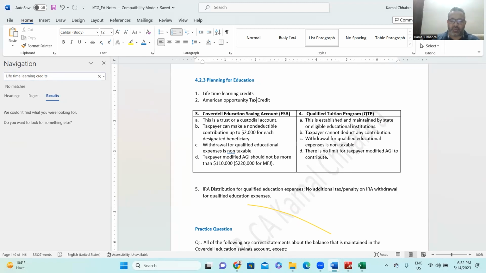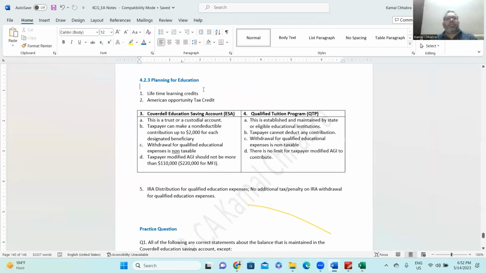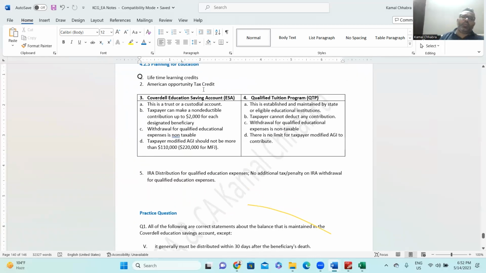Shivam? Divya? Sir, in AOTC the maximum credit is $2,500 and in lifetime learning the maximum is $2,000. Right, and just for the benefit of everyone, for the lifetime learning credit, the maximum limit is $2,000, and for the American opportunity tax credit, the maximum limit is $2,500. That we have studied in detail in chapter 3.